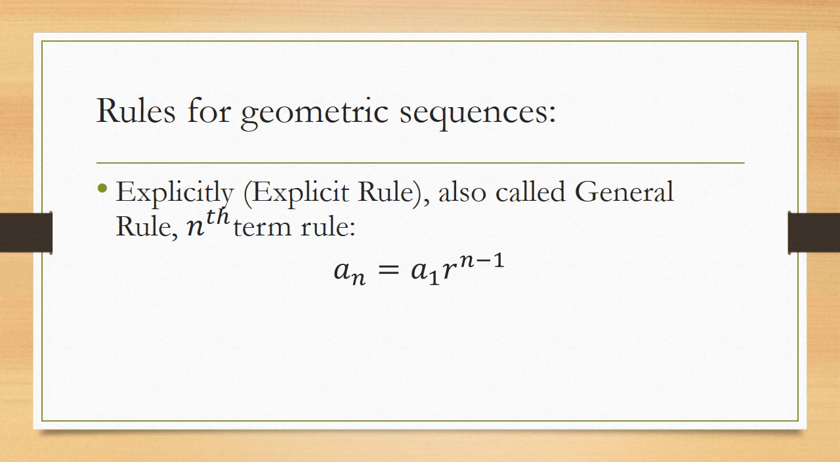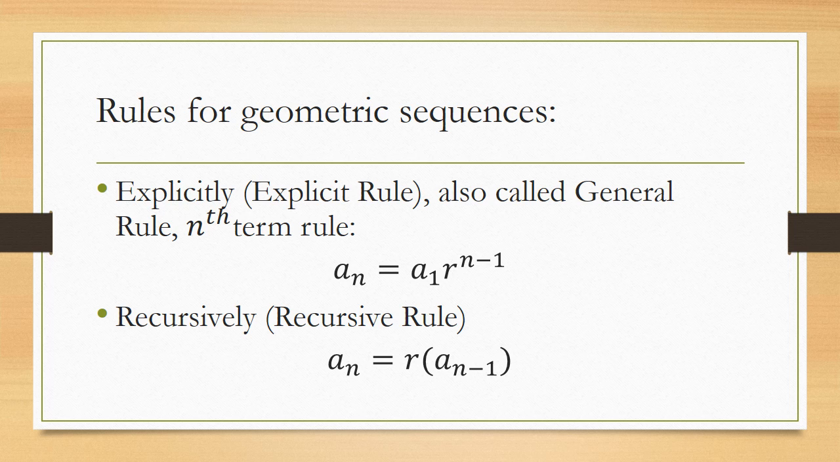Now, to express the rule recursively, or to write down the recursive rule, the formula is a sub n equals r times a sub n minus 1. a sub n represents any term, r is the common ratio, and a sub n minus 1 is the previous term to a sub n.